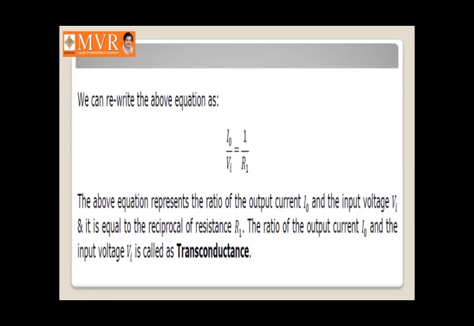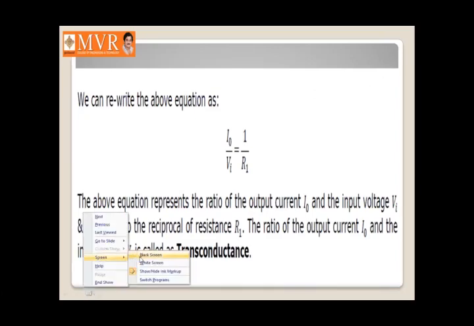So a question may be asked in exams: write about the transconductance amplifier. Then you have to write this V to I converter, transconductance amplifier. So why it is called conductance? Here you can observe from this equation that I naught by Vi is equal to 1 by R1. That is, the ratio of output current to the input voltage is equal to 1 by R1. So that is why we are calling this circuit a transconductance amplifier.